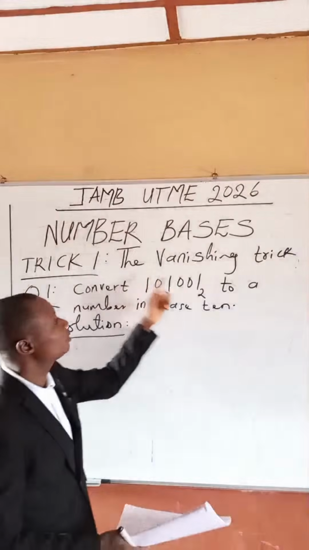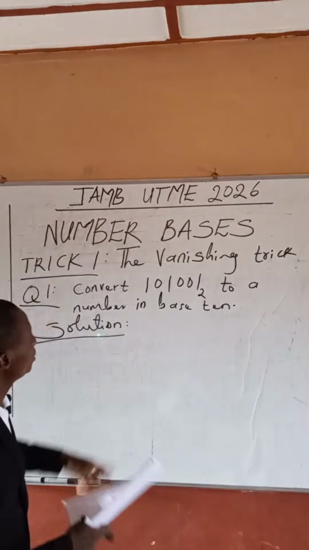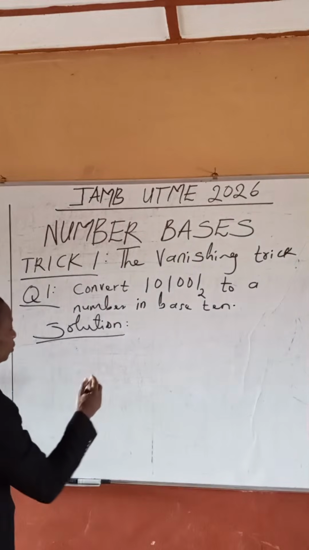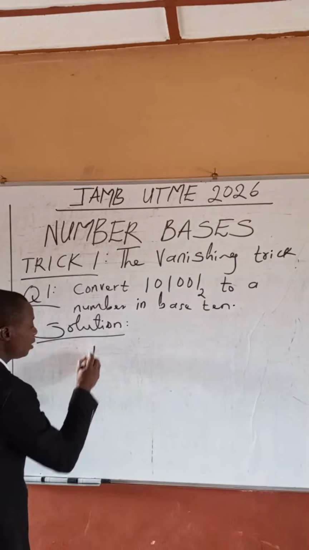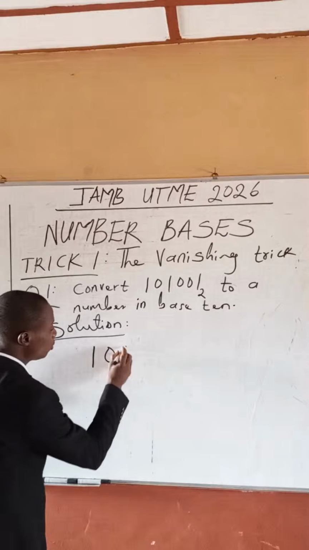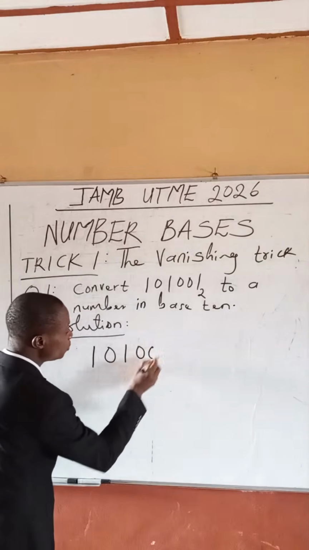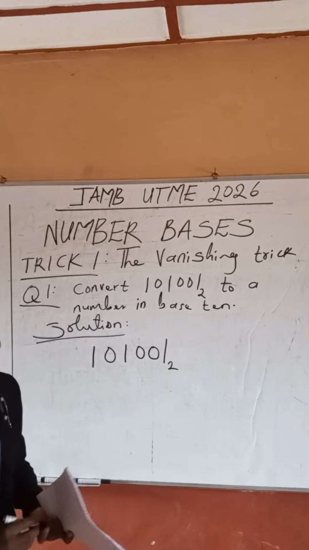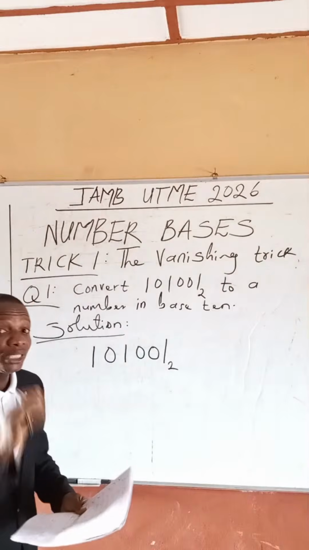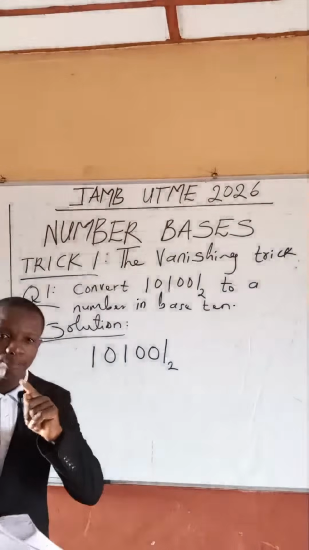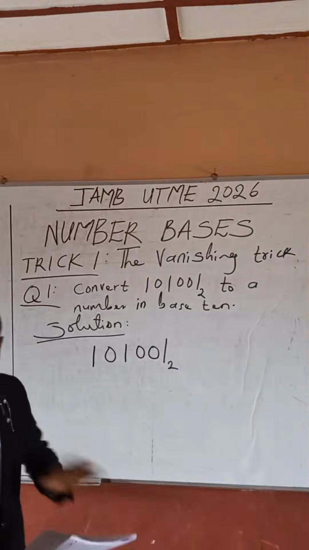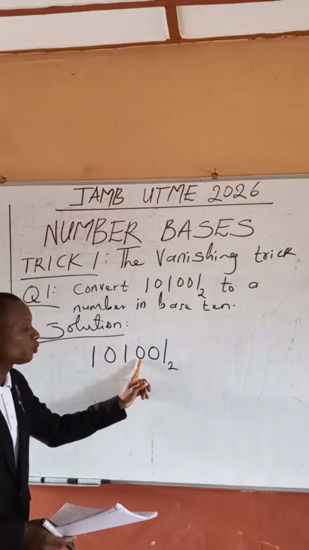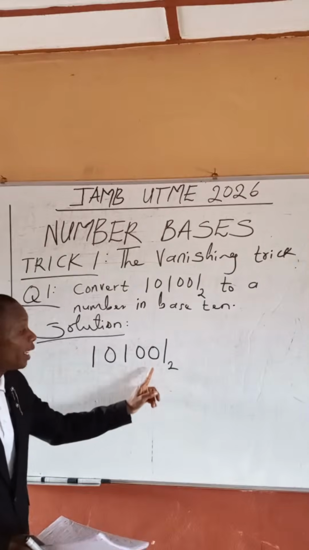The vanishing trick is the first trick we are going to deal with. So how do we apply this trick? Remember, here we have 101001 in base 2. The vanishing trick is a tricky method that you are going to apply in the forthcoming JAMB examination to save your time. In this vanishing trick, wherever we have zeros, the base will hibernate.